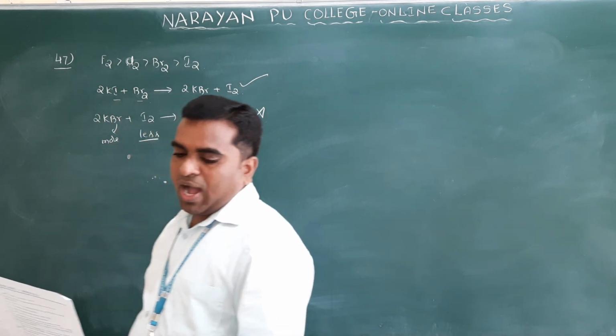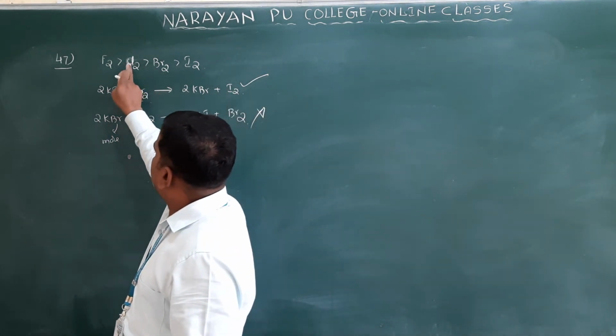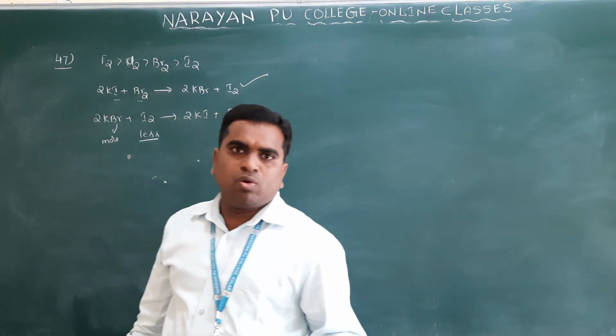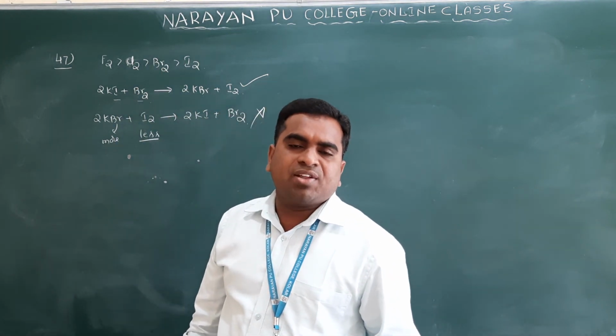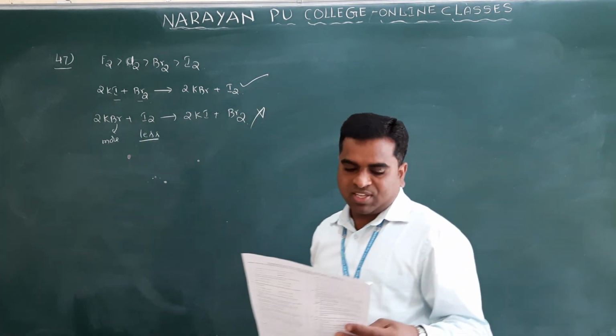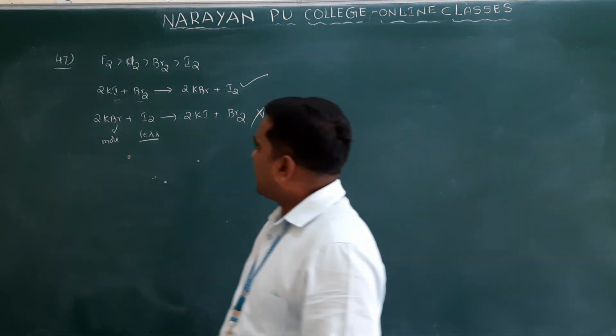So option 2 is the answer. The third one is chlorine and bromine. Which one is more reactive? Chlorine can easily displace the bromine. Then oxygen and fluorine: fluorine is more reactive than oxygen, so the reaction will take place, as oxygen will be replaced by fluorine. So that is question 47.